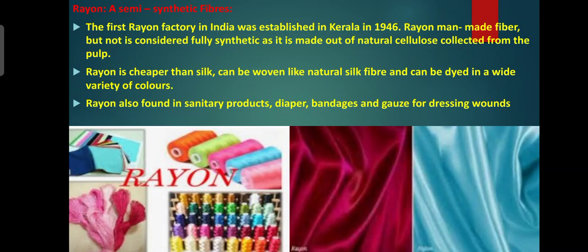Rayon is cheaper than silk. It can be woven like a natural silk fiber and can be dyed in a wide variety of colors. It can be mixed with cotton to make bed sheets, or with wool in the production of carpets and home furnishing products. Rayon is also found in sanitary products, bandages and gauze for dressing wounds.